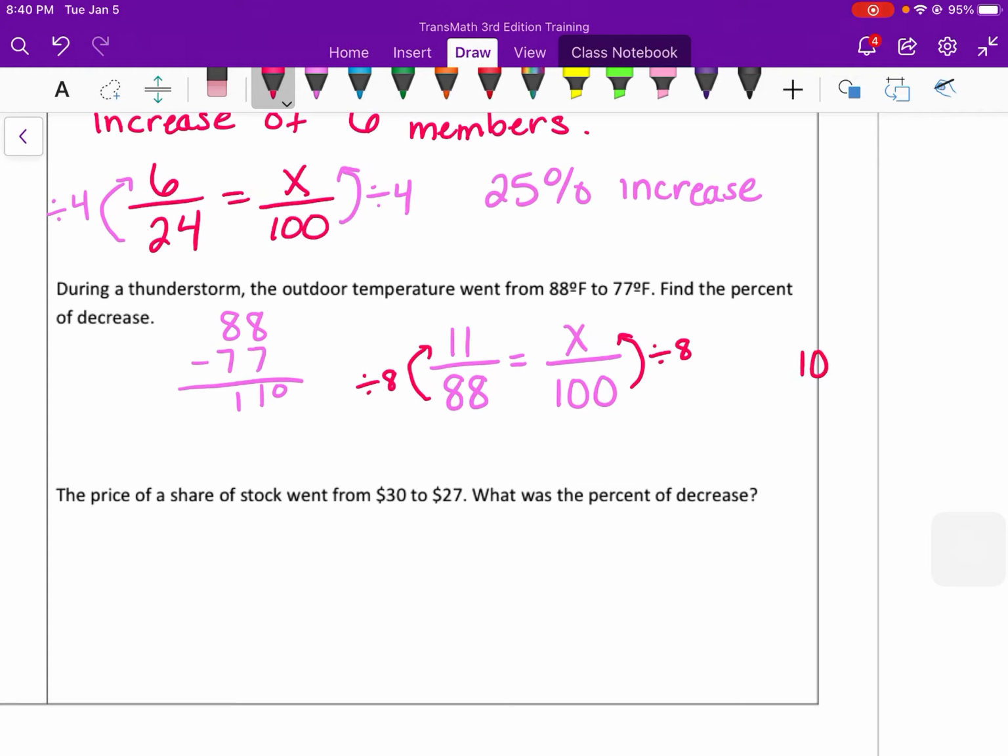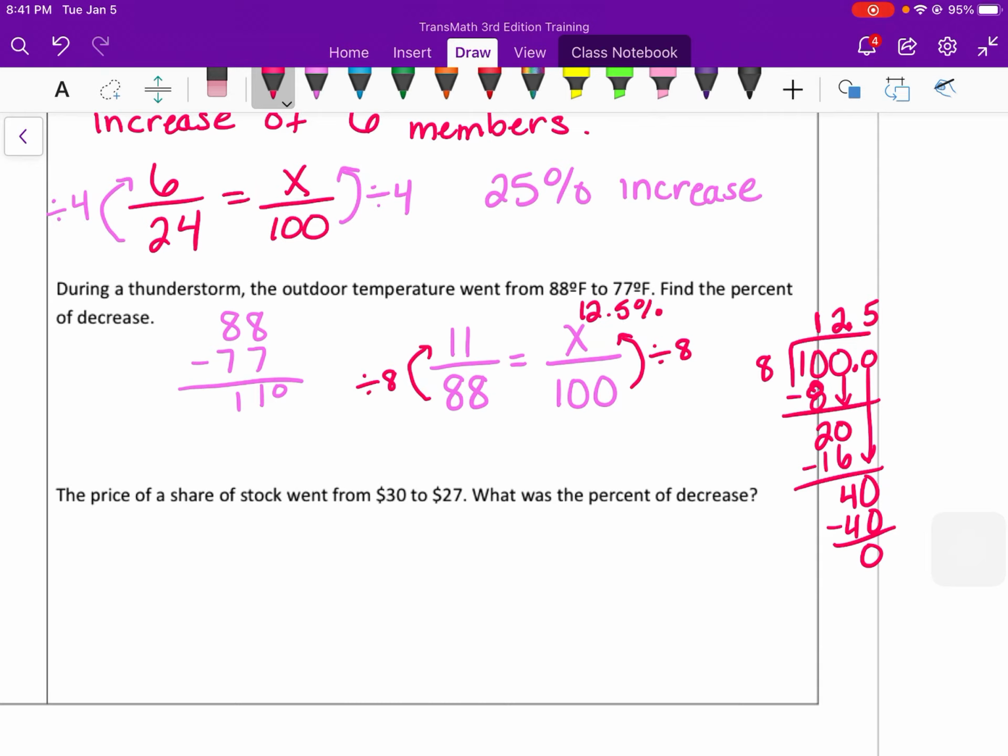So 100 divided by 8, you could use a calculator, but 8 goes into 10 one time. We can subtract 8, get 2, bring down the 0. 8 goes into 20 2 times, that's 16. Subtract, you get 4. We're going to have to add a decimal and bring down another 0. 8 goes into 40 5 times, that's 40, 0. So it would be 12.5%. And this was the temperature went down. So this was a 12.5% decrease in temperature.